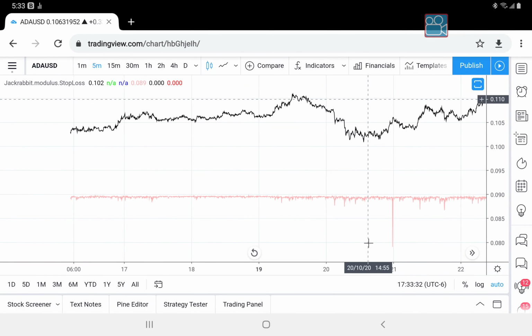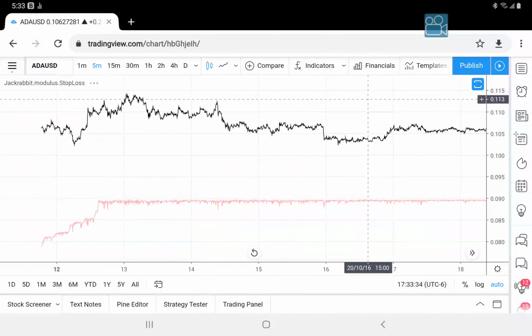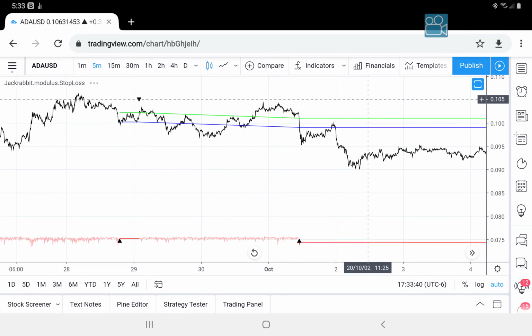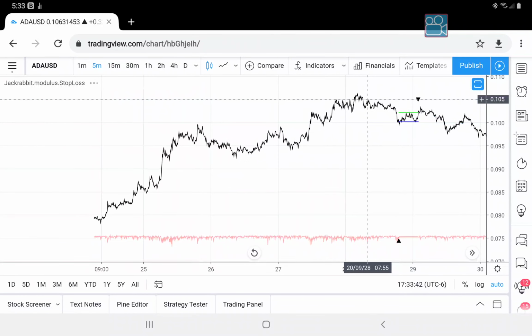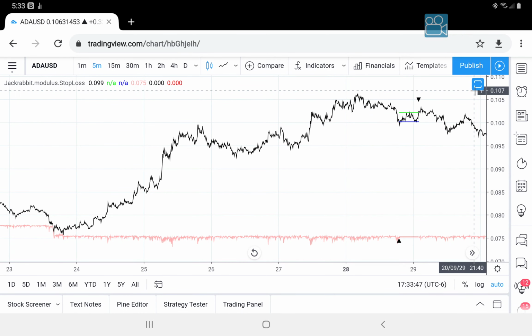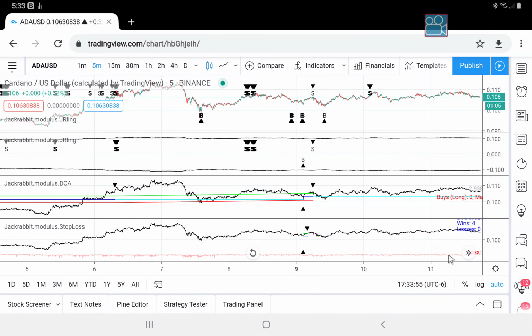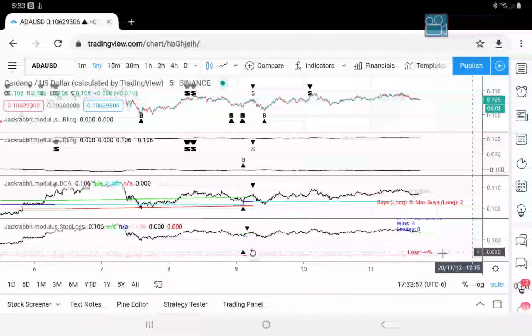Now, of course, not all coins are going to perform this good. You will get some coins that do have losses. Fortunately, this is not one of them. But let's see if we can find a coin that does perform overall very poorly, even with the advanced confirmations.